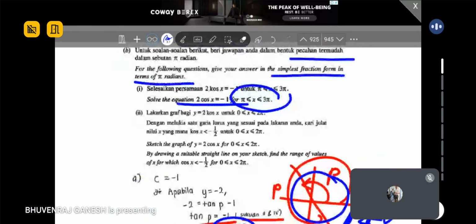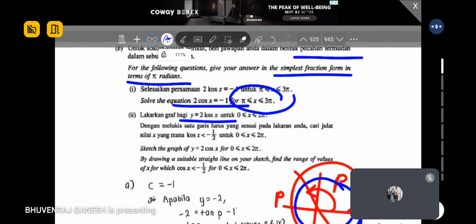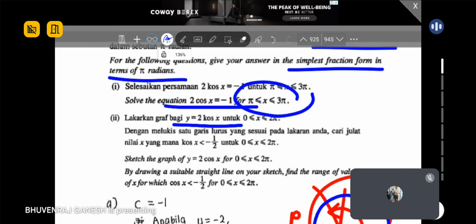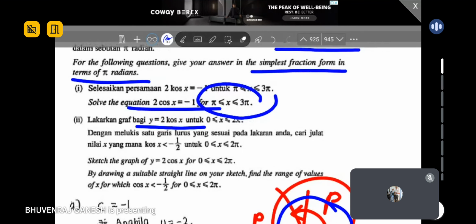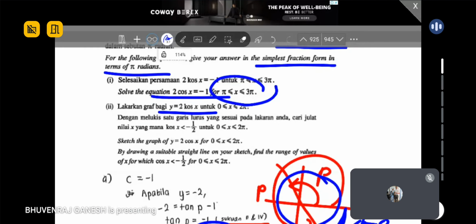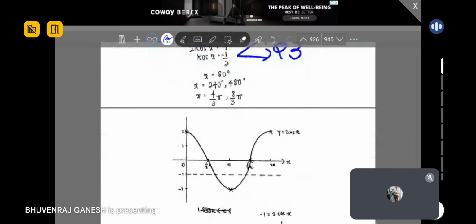Okay, we continue. Next question. Now they ask you to draw the graph, guys. Kena lukis graph 2 cos x. Very simple, guys. The 2 cos x graph is very basic. You just need to change the amplitude only. Tukar amplitude saja, kali 2. You just need to plot a few points. Plot saja beberapa titik.